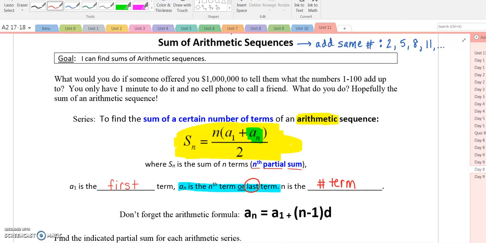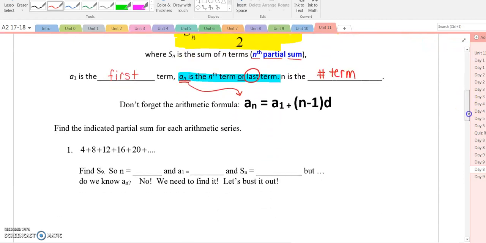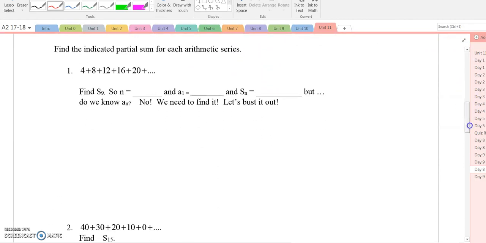Because we're using a sub n, and sometimes you don't know the last term in a sequence, we're also going to be using our a sub n formula. So we're going to actually have to know 2 formulas for these problems. So let's try a couple examples so you can see kind of how it works.